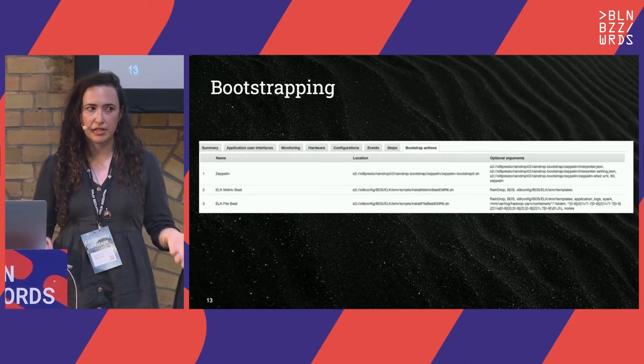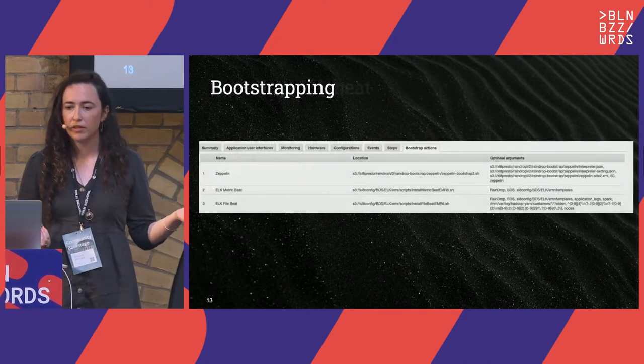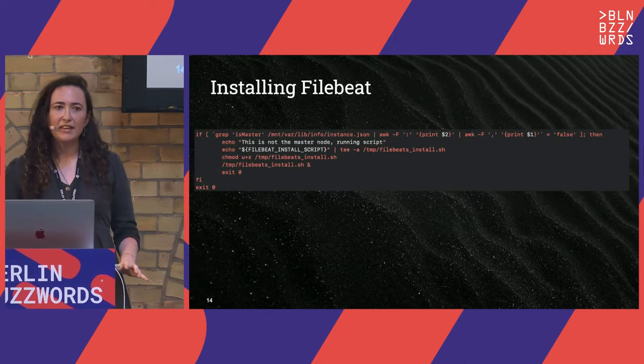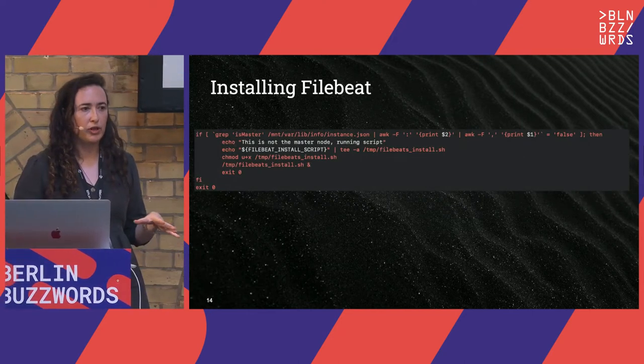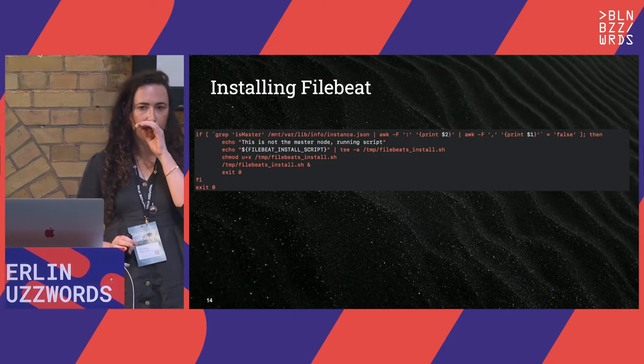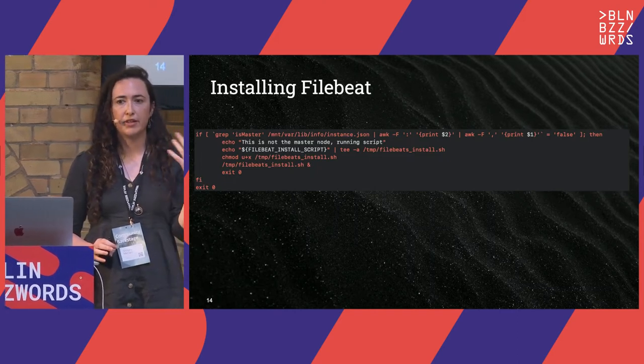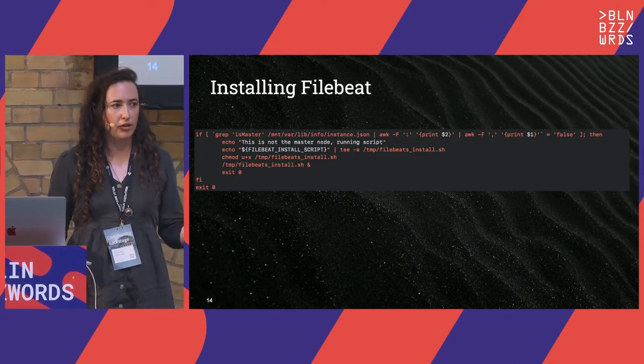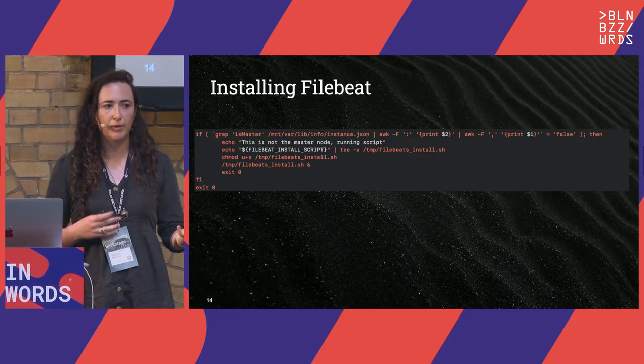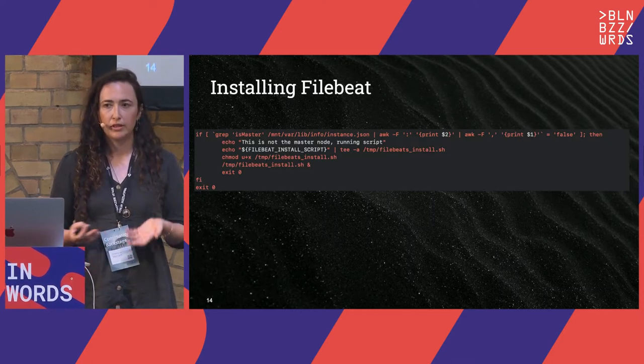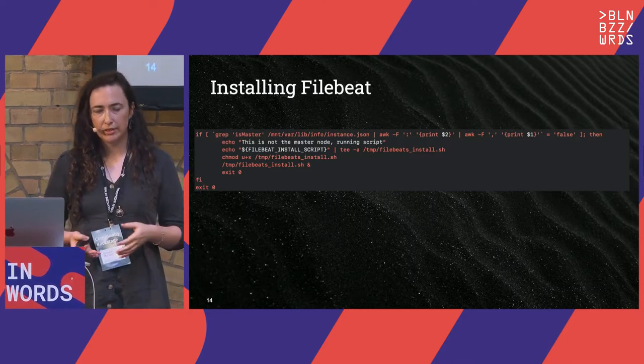Cool, so let's just deep dive into that bash script. The first thing that we need to do is just determine that we are not running on the master node. The reason for that is very simple. Spark is not running on the master node. So just installing Filebeat and Metricbeat on the master node would be kind of useless.